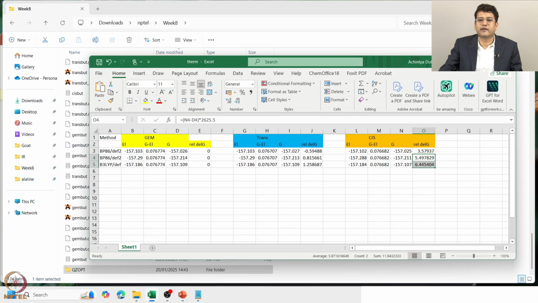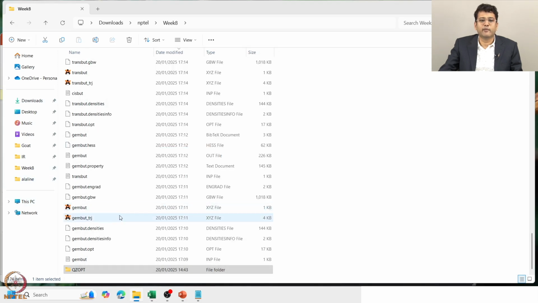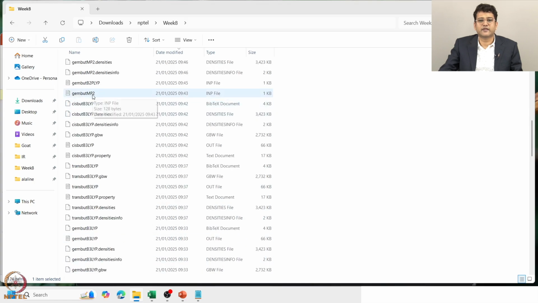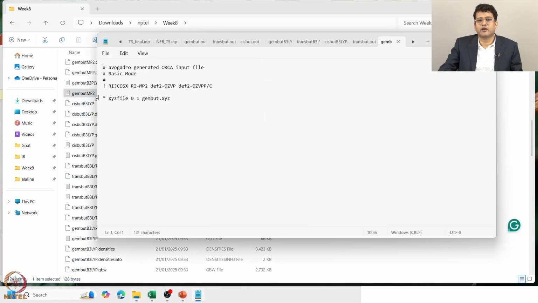Now let us look at the MP2 and the B2PLYP values. The MP2 values, first let us see the input file, because for RI-MP2 of course you have to use RIJCOSX, because any MP2 proceeds with a Hartree-Fock step. So you need to use RIJCOSX for the Hartree-Fock, and for the MP2 it is RI-MP2. You need to use an auxiliary basis. We have used def2-QZVPP/C. And you can do the calculation.